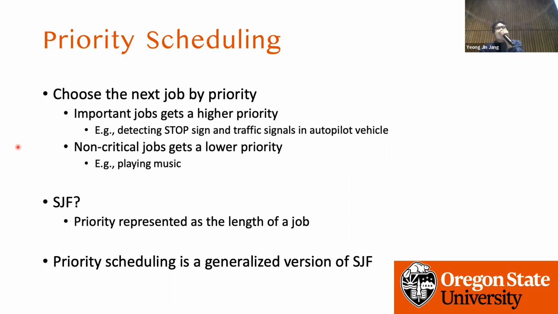In contrast, there could be some non-important, non-critical jobs, for example, playing music. It's important to some people, but if there's a lag, that's it. Nobody dies. But in the other case, something dangerous could happen. So that's how we can use priority scheduling, for example.